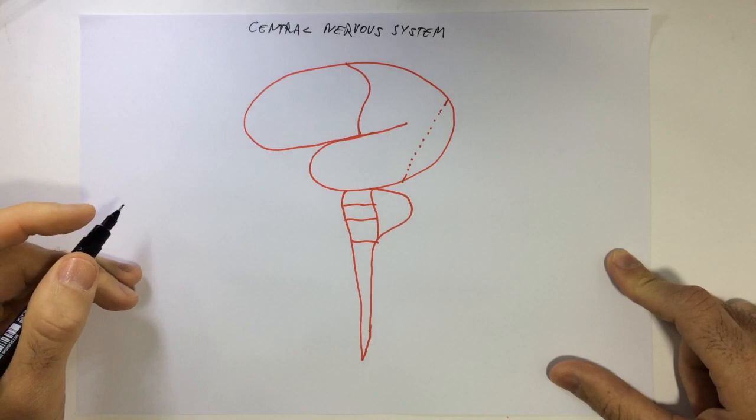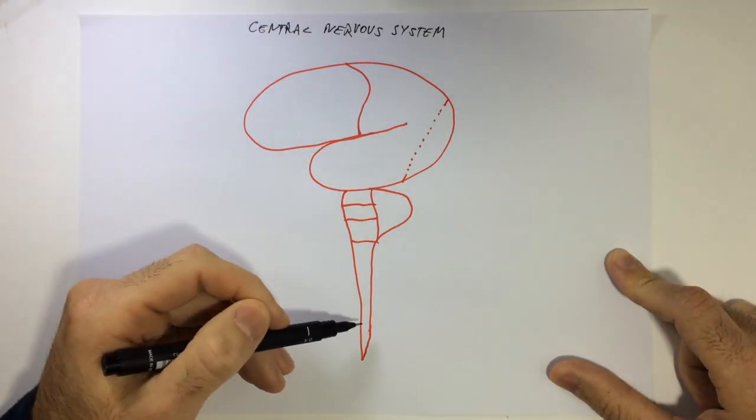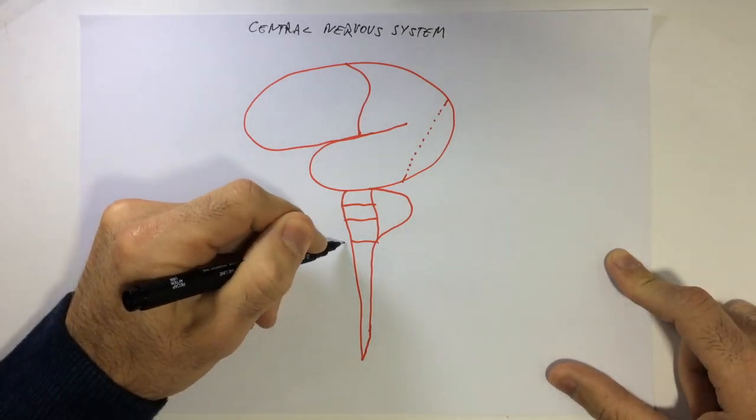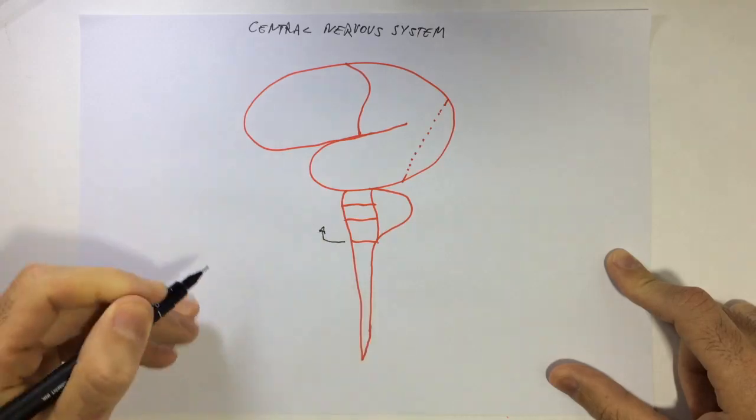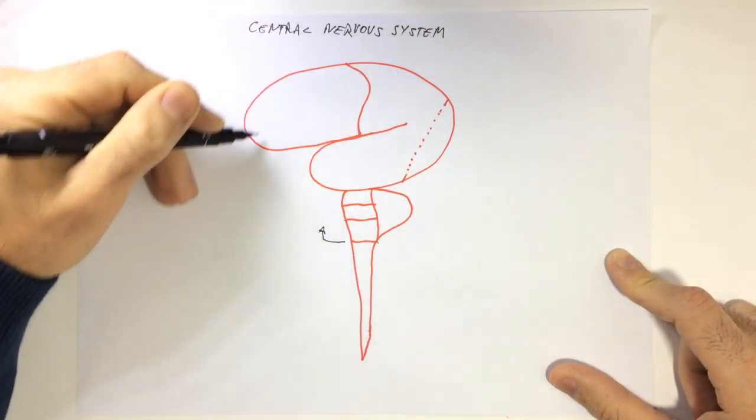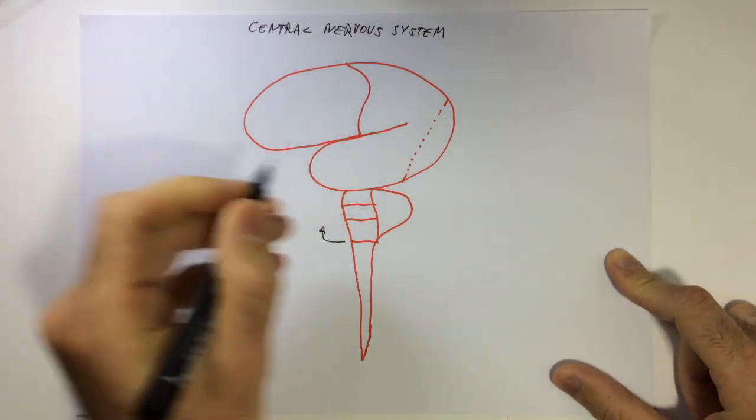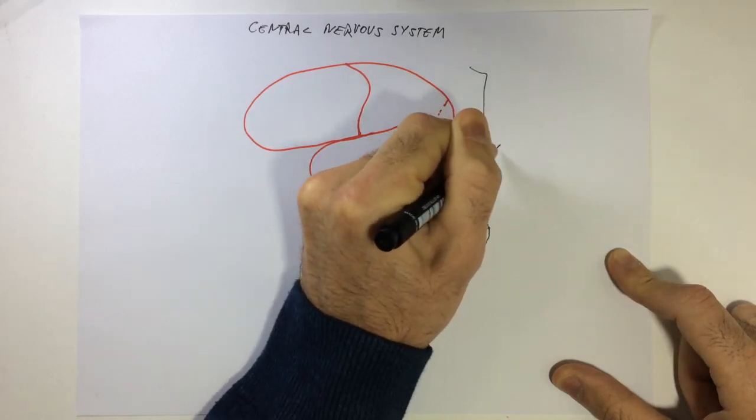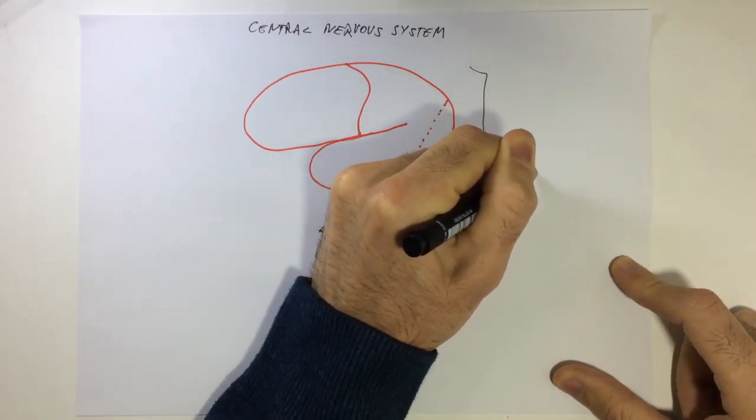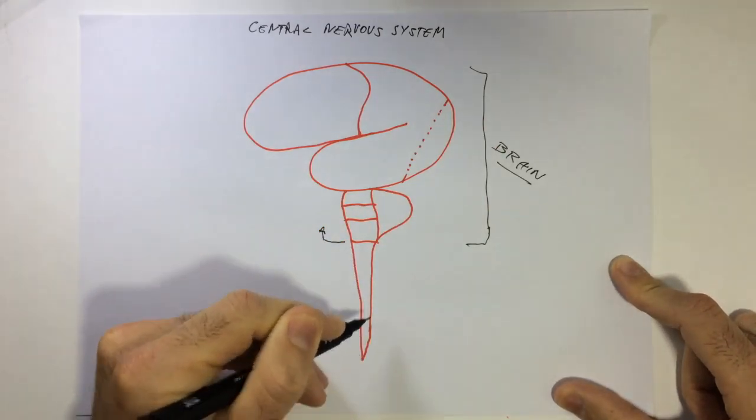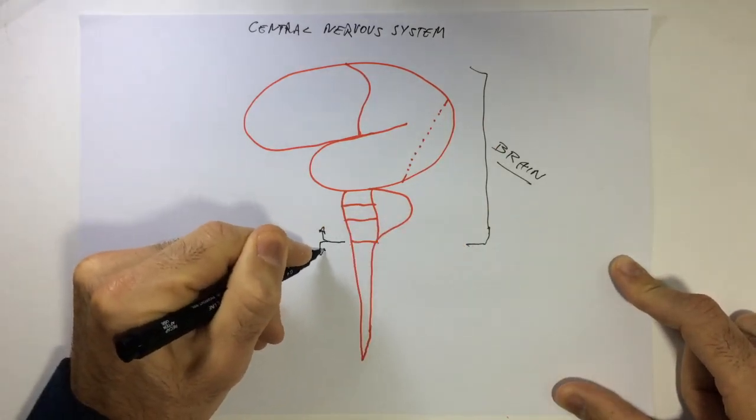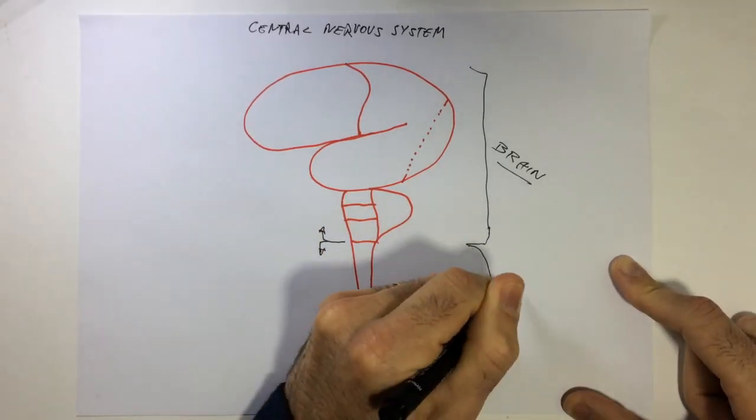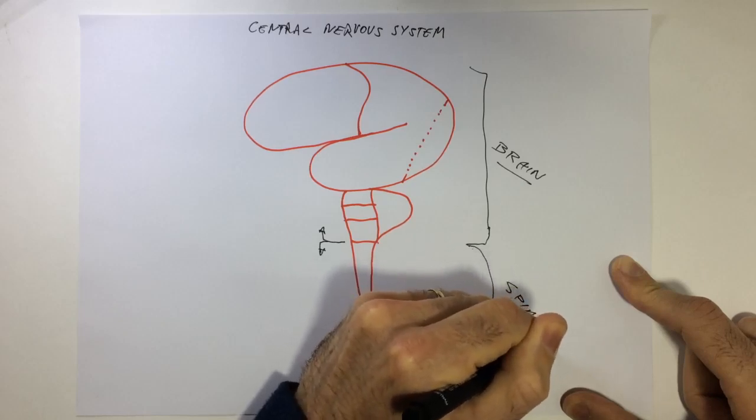So first thing, we can say that the central nervous system can be divided into two main structures. From here up, we would have the brain. So I'm going to write it down here, until here. So that would be the brain. And from here down, we have the spinal cord. So this structure here is the spinal cord.